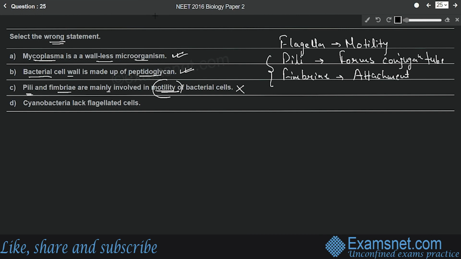Okay, then the last statement says cyanobacteria lack flagellated cells. This is also correct. Cyanobacteria are non-motile, therefore they lack flagellated cells because flagella is not required there. Okay, so the only wrong statement is option C. So this is the correct answer.